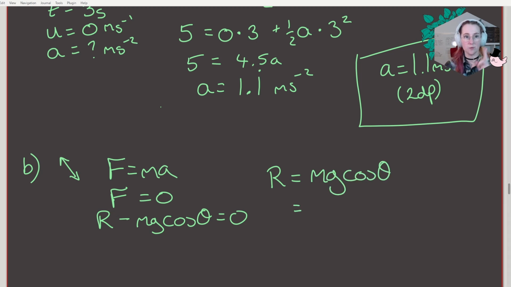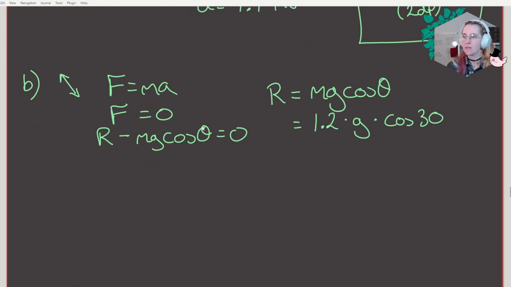But we know what m is, and we know what g is, and we know what cos theta is. I'm going to leave the g's alone because multiplying by 9.8 is awful. So that gives me 1.2 times g times cos of 30, which we did before, and it was root 3 over 2. So root 3 over 2 times 1.2 is 3 root 3 over 5.